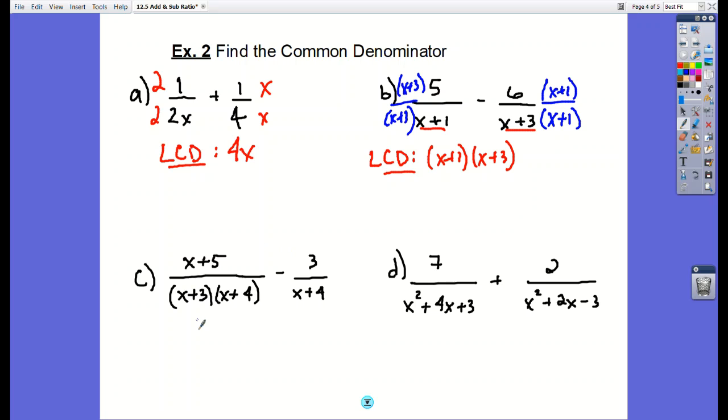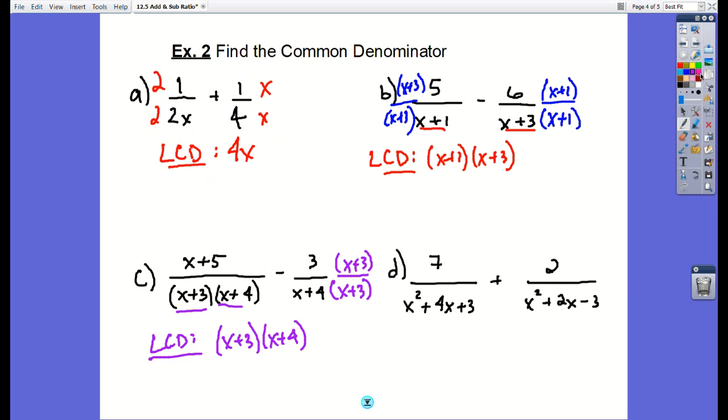All right, let's keep moving on. Part C, different volunteer. Our least common denominator doesn't... That's it. Because once we do that, we have the same denominator. So our least common denominator is simply x plus 3 times x plus 4. You don't have to do anything to the left side. It's already taken care of. The right side, though, needs that x plus 3.